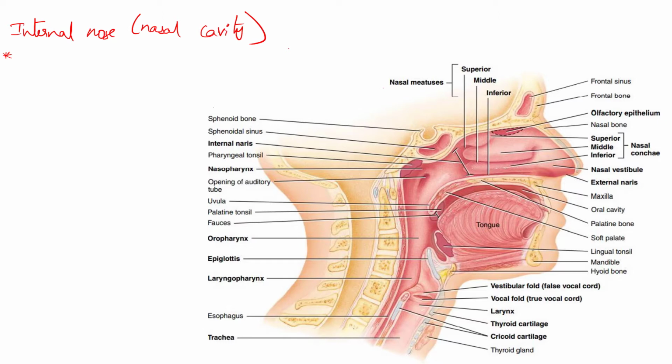If you see this diagram, this is our internal nose. This is our nasal bone and this is our oral cavity. This is the palatine bone, hard palate and soft palate. This area is our internal nose. This internal nose is lined with muscle and mucous membrane.